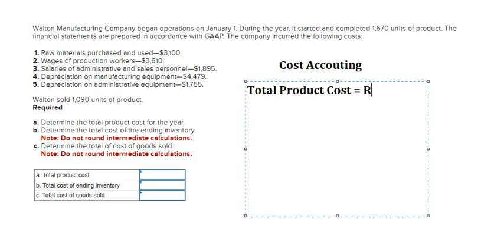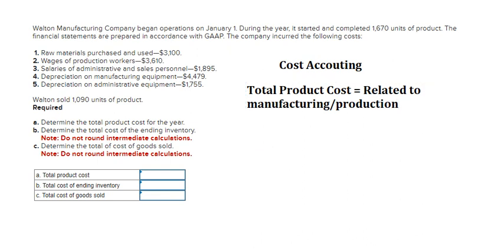So that should be related to manufacturing or production. In this one, we can see that raw materials are about manufacturing, the wage of the production worker and manufacturing equipment. They are related to product cost. Number 3 and number 5 are about selling and administration. We need to cross these numbers out.